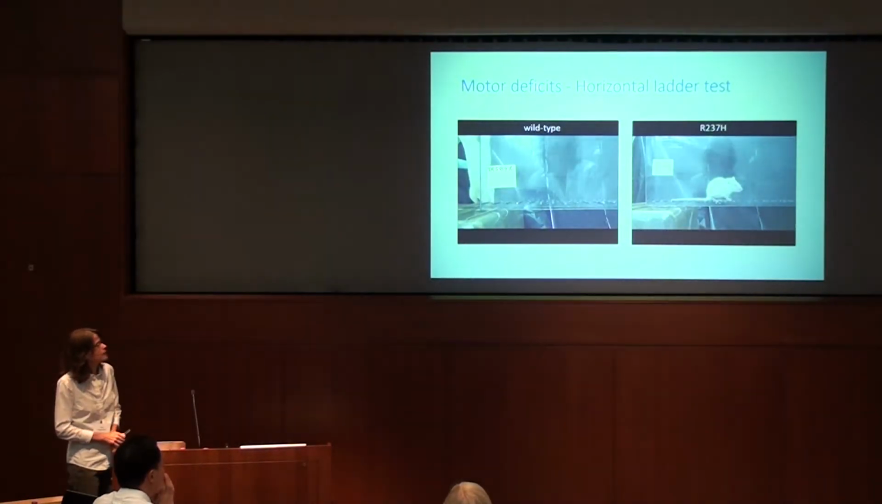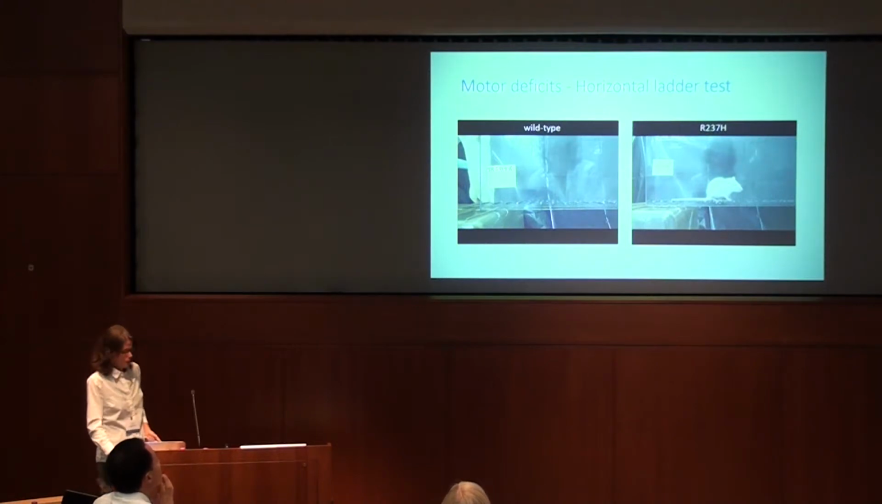And so this is a test for motor deficits. It's pretty aptly named. It's a horizontal ladder test. And you can see here on the left, this is a normal wild type rat, hopefully.